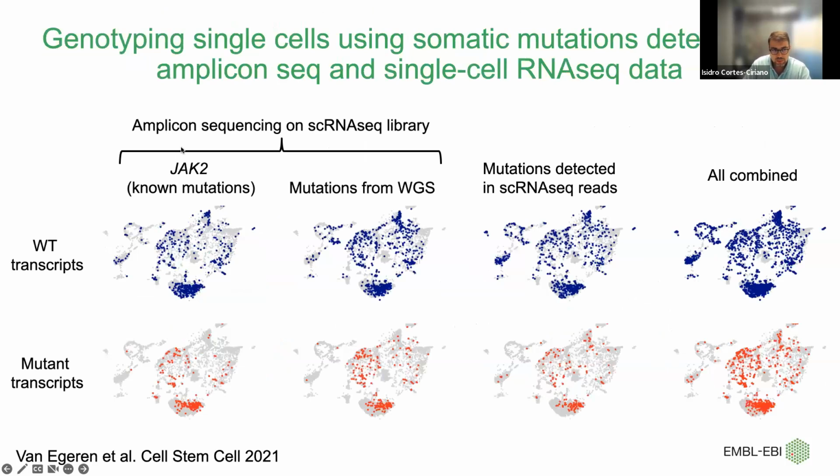And to do so, again, this is the same plot. What we did was to detect the JAK2 mutation, which is the pathognomonic mutation in this cancer, through amplicon sequencing on the single cell library. So one can perform amplicon sequencing on the same library that is subject to single cell RNA sequencing. And then we also performed amplification of mutations that were detected in the whole genome sequencing but that were not JAK2. You can see that the cells where we detected the wild type allele are colored in blue, and those where we detected the mutant allele are colored in red.